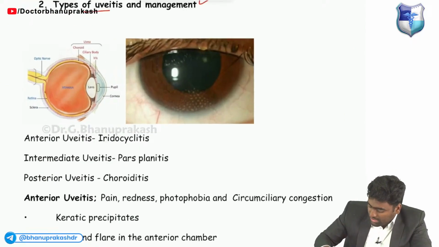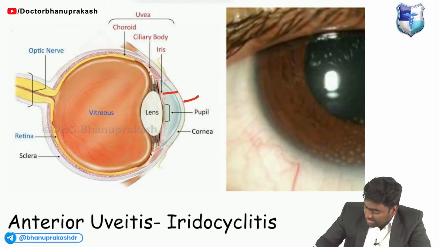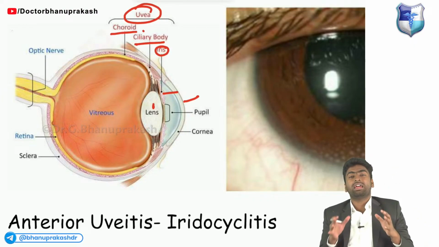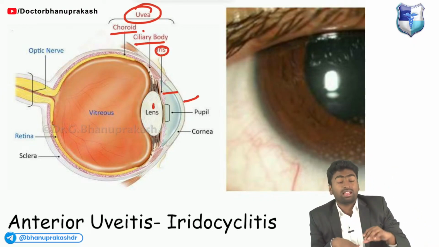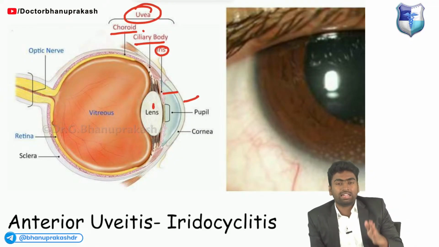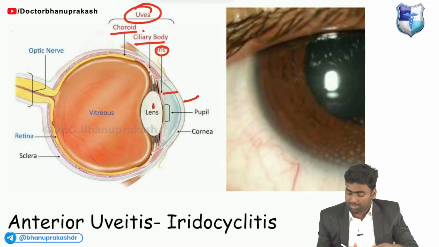If we see about uveitis, this is the uvea. This is the cornea, this is the iris, and this is the lens, and this is the uvea. The uvea has the parts iris, ciliary body, and choroid. Based on the place of inflammation, uveitis can be differentiated into anterior, intermediate, posterior, and panuveitis. All of these are based on the location.